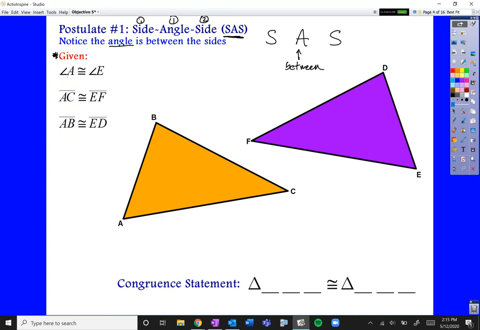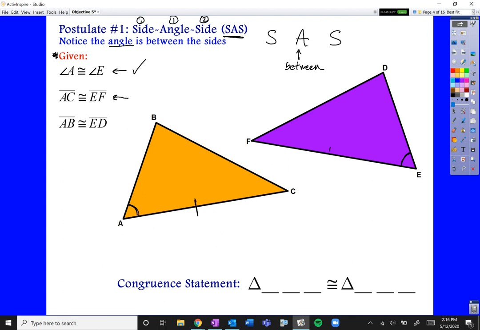So I'm going to go, information I'm given is that angle A is congruent to angle E. So I'm going to put an arc mark on angle A and the same arc mark on angle E because they're congruent. Secondly, I'm going to find side AC, and I'm being told that's congruent to side EF. So I'm going to go to side AC, I'm going to put a tick mark.